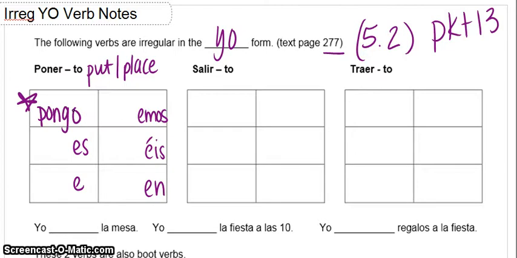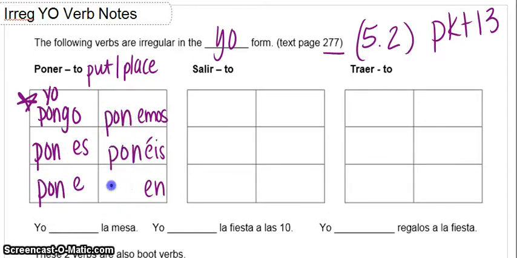And it's going to be pongo because we call these types of verbs yo-go verbs. So in the yo form, they end in go. We know two other verbs already that do this, except you didn't know they were yo-go verbs. The verbs hacer and tener also do this. And then it's normal. Pones, pone, ponemos, ponéis, ponen. Yo pongo la mesa.